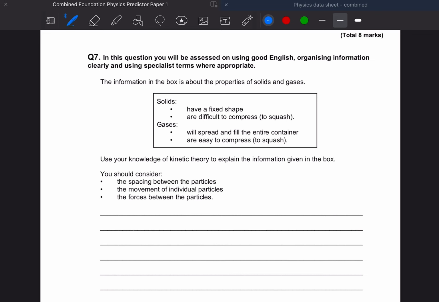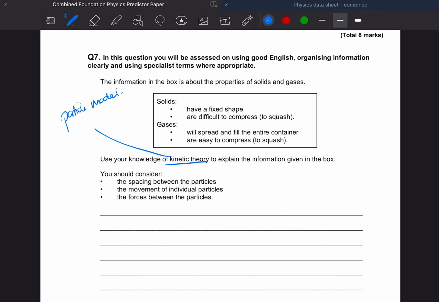So the information in the box is about the properties of solids and gases. Solids have a fixed shape and are difficult to compress. Gases will spread to fill out the container and are easy to compress. Use your knowledge of kinetic theory. Kinetic theory is the particle model. So we can think about that already.